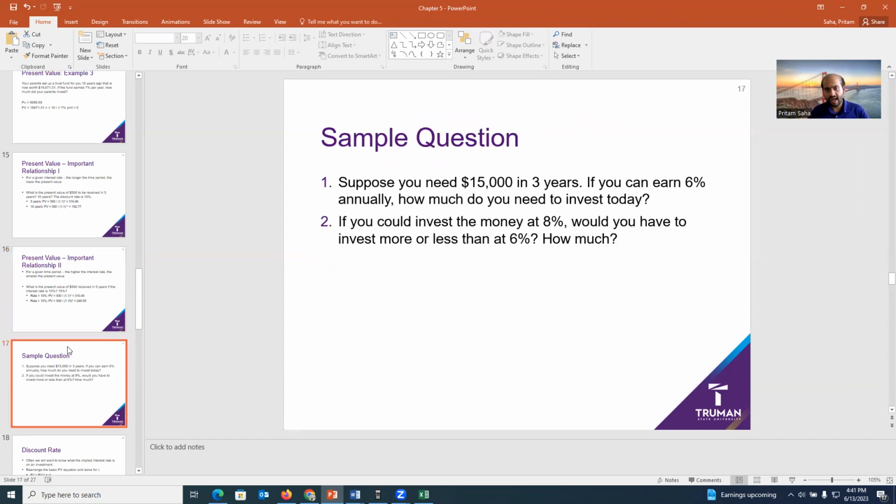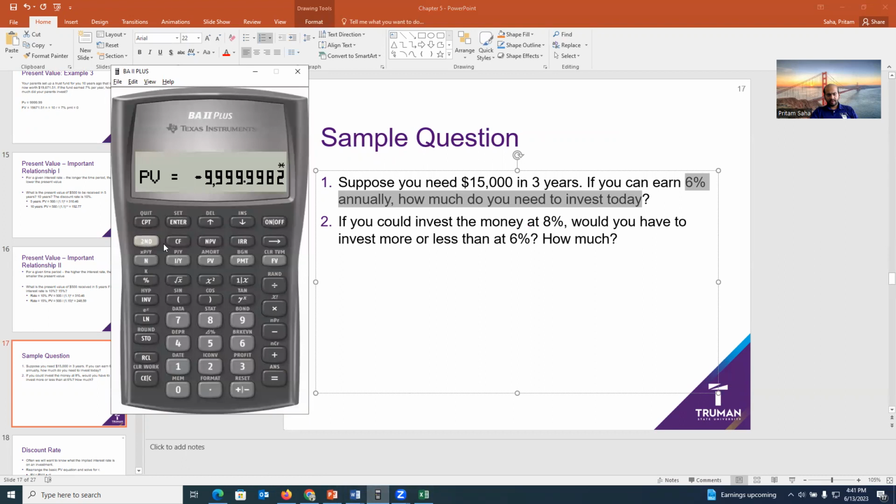Now pause the video again and try to solve this problem. Then you can come back and match it, okay? Suppose you need to invest $15,000 for 3 years, 6% return annually. How much do you need to invest today? It's going to be easy, right? On the calculator, clear it first. So 3 years, 6%, assume payment 0, 15,000 is future value, compute present value.